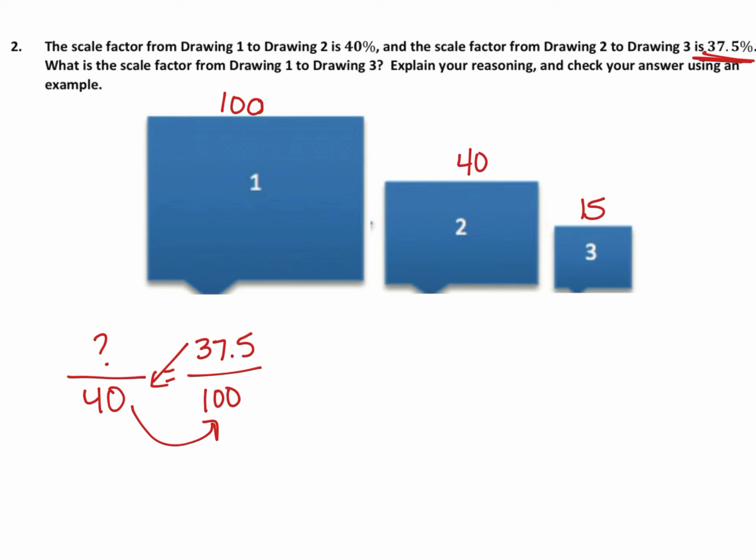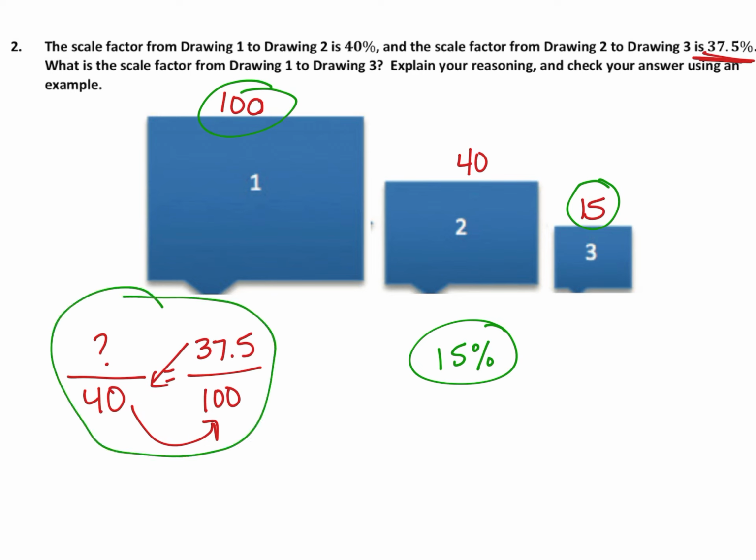Then when it asks what the scale factor from drawing 1 to drawing 3 is, we would say that it is 15%. We explained our reasoning using an example. So we checked off this part because our answer is 15, and us showing our work is our reasoning for this problem.